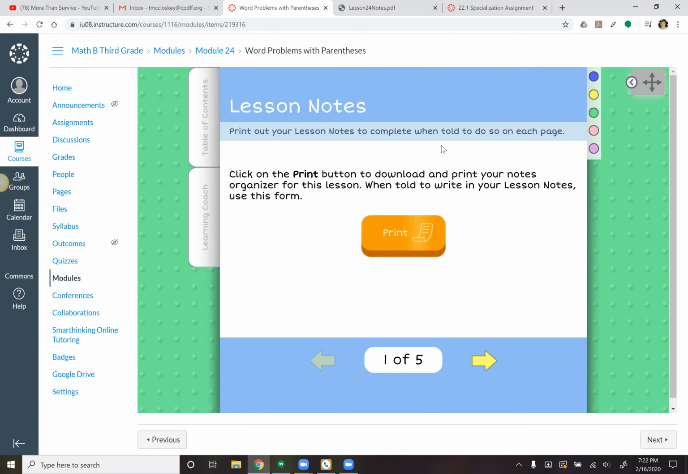So we have another week of math, and this week we are talking about word problems with parentheses. So first things first, you have to print your lesson notes, and I have mine pulled up over here. So make sure you have those ready to go.